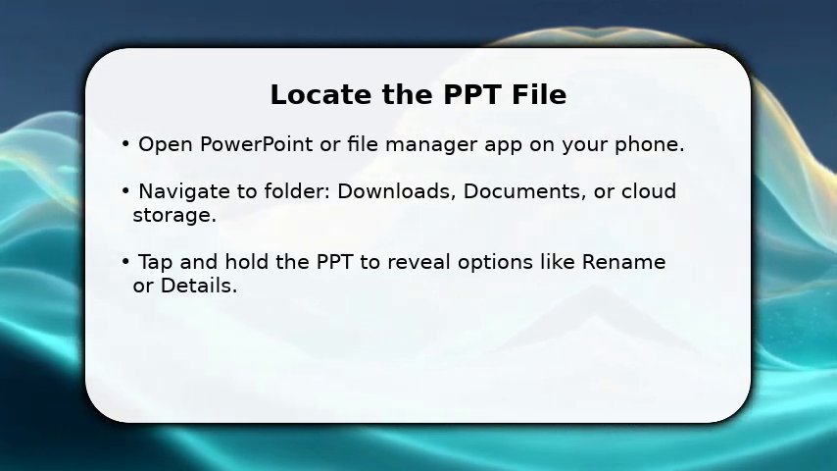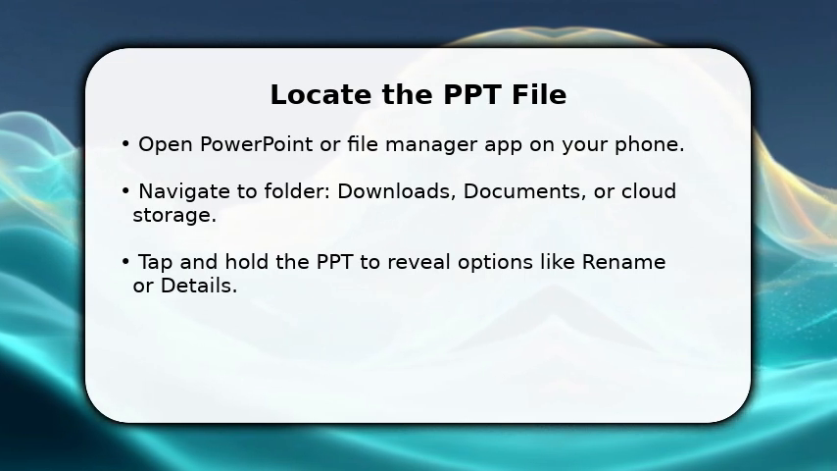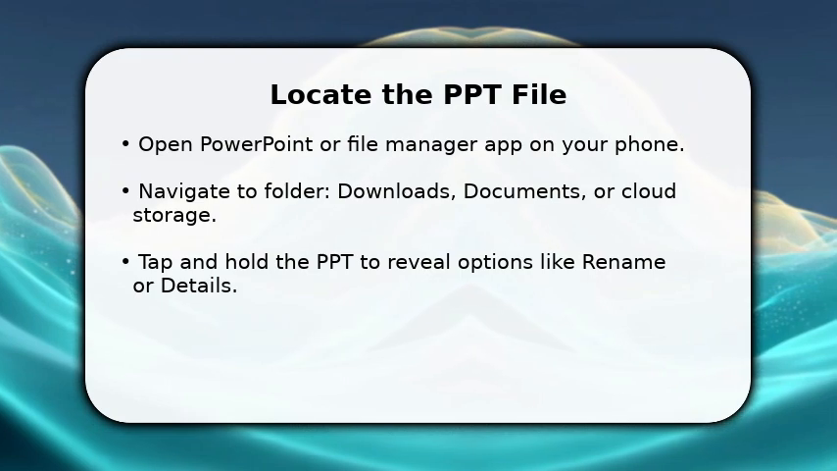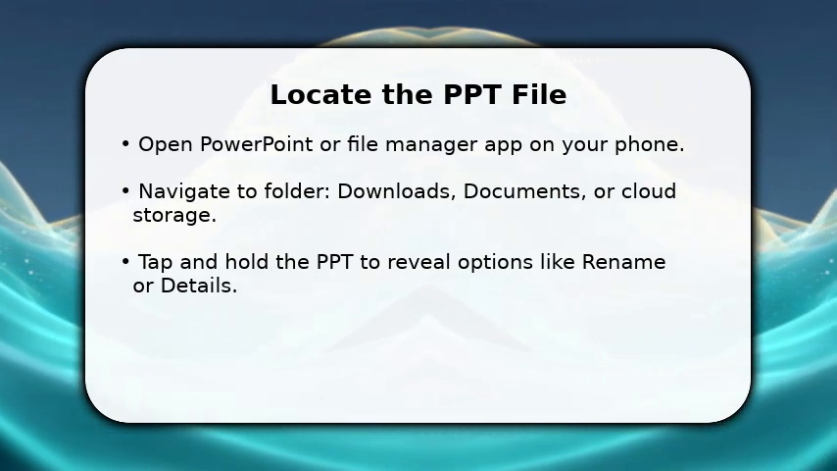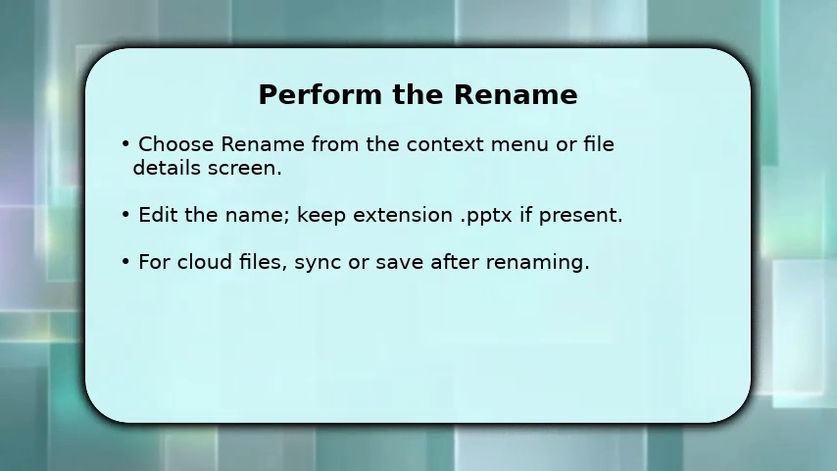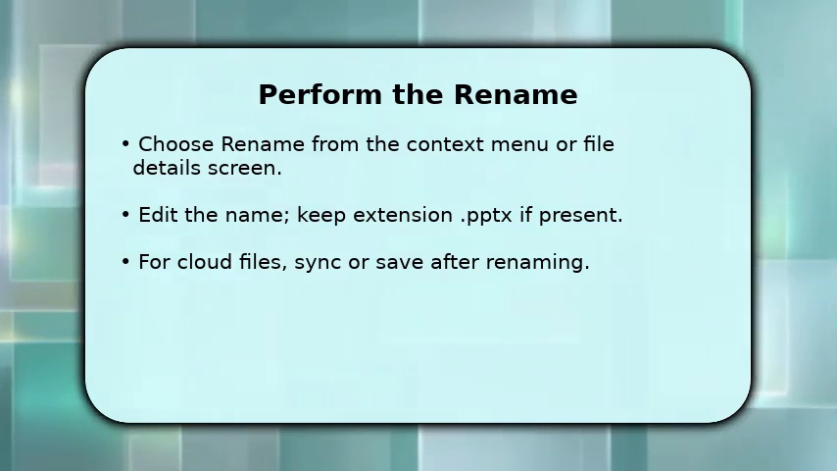Once done, check whether the file is local or in cloud storage because the rename action may differ slightly. Make sure you have the right permission or the option won't appear. Tap Rename and place the cursor in the file name field. Delete or modify the current name and type the new descriptive title.